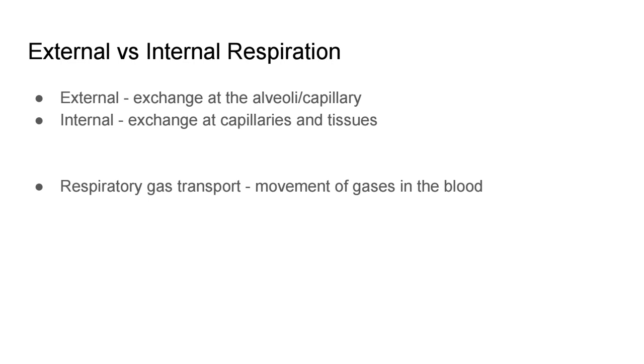And then the last thing we need to look at is external versus internal respiration. External respiration is going to be when we bring that oxygen into our lungs, and then we have the actual gas exchange that happens between the alveoli and the capillaries. So that's my external respiration. I'm doing this gas exchange between external gases and my body. And then my internal respiration is going to be gas exchange between my capillaries and my tissues. So at the tissue level, I'm going to have this internal gas exchange.